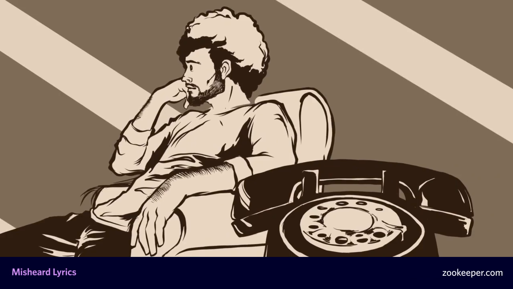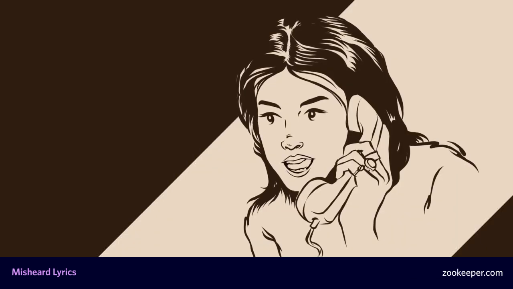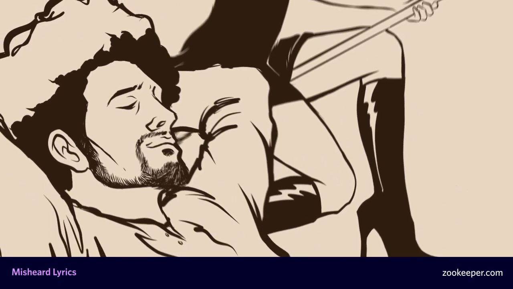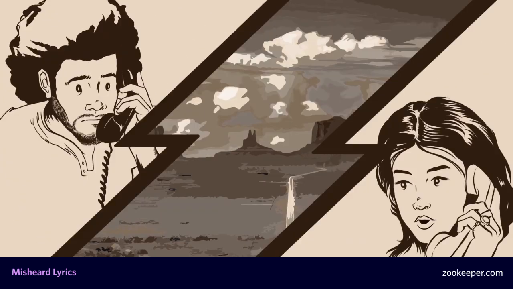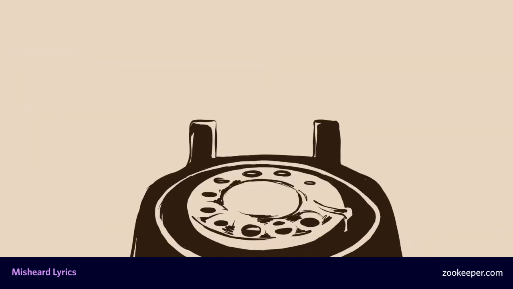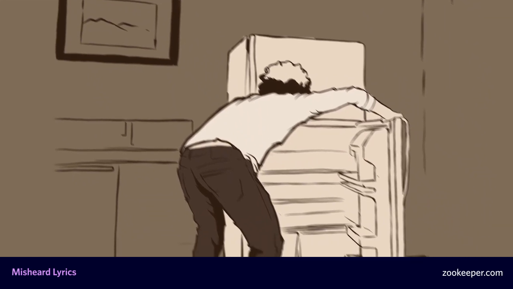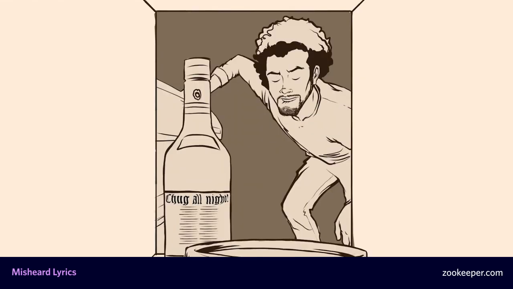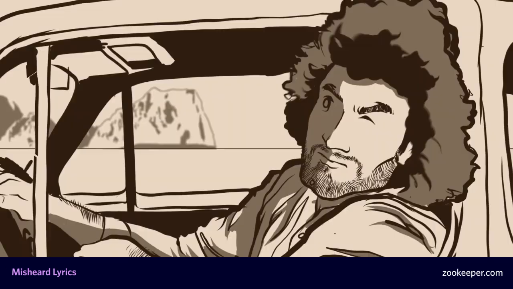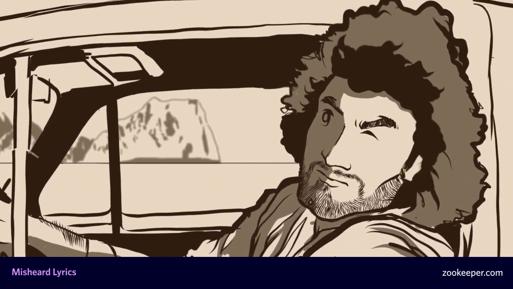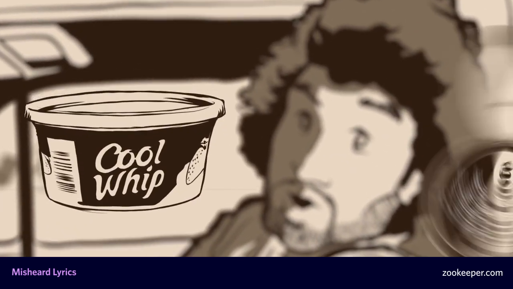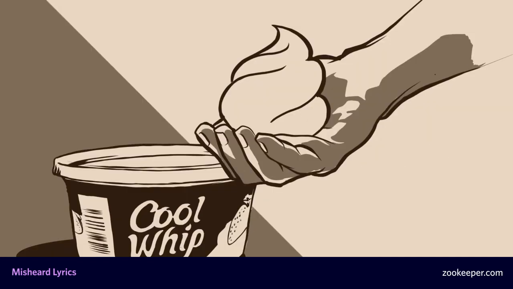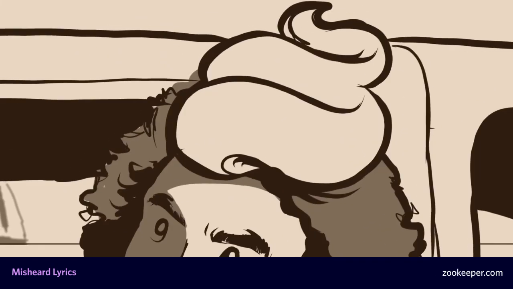Misheard Lyrics is an animated short done by Zookeeper Studios, who I recently did an Adobe live stream with a few months ago. And this is a great concept. It's taking lyrics that people commonly get wrong and have a funny story behind them. So in this one, they're talking about the Eagles song Hotel California and the lyric, on a dark desert highway, cool whip in my hair. And they imagine the story behind how that lyric came to be.